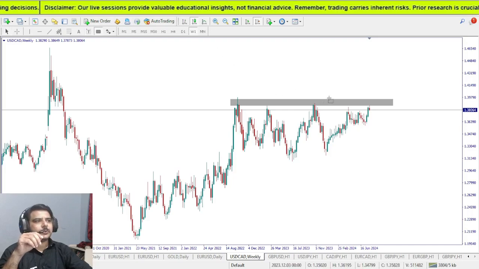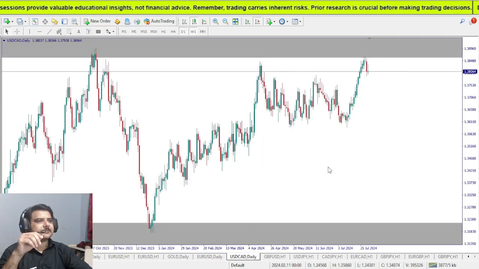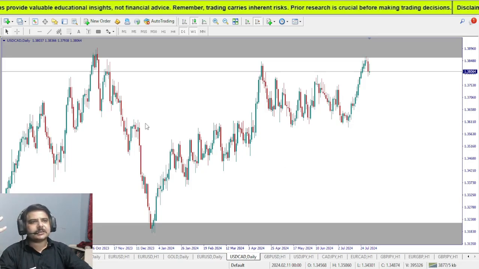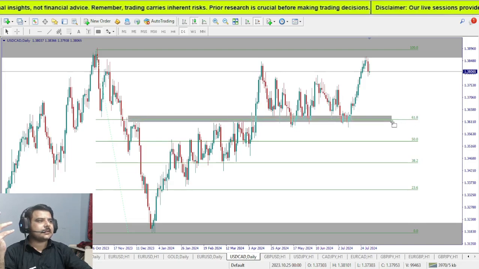So on a weekly, what I usually do is I find support zone right here, and resistance is up there. I move to the daily time frame, and there are several resistance zones, but obviously the first and the easiest one for me is the previous Fibonacci breakout, which is right here. So this is very much important for me.